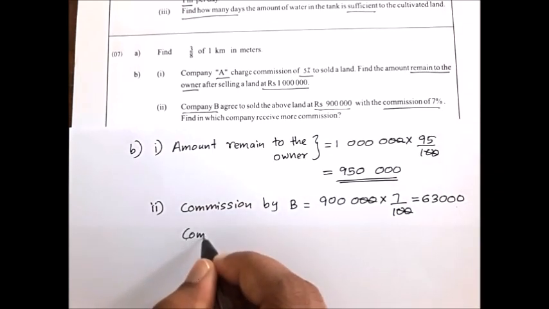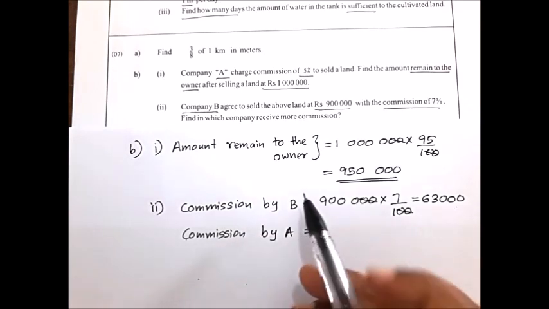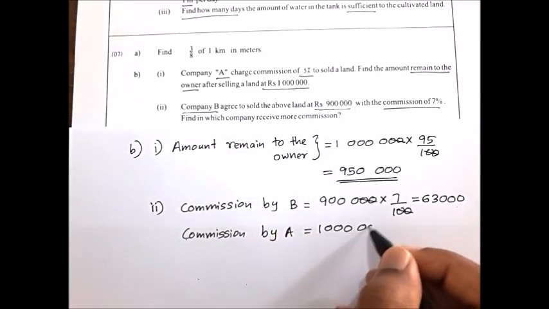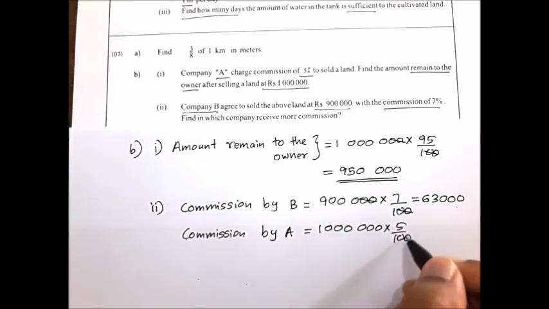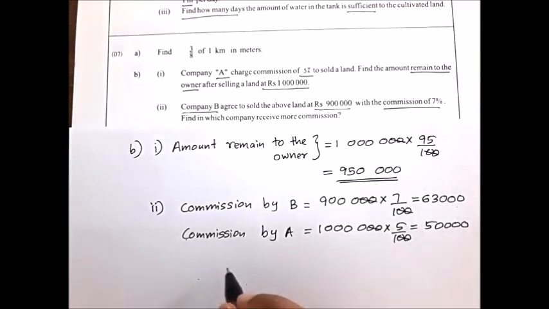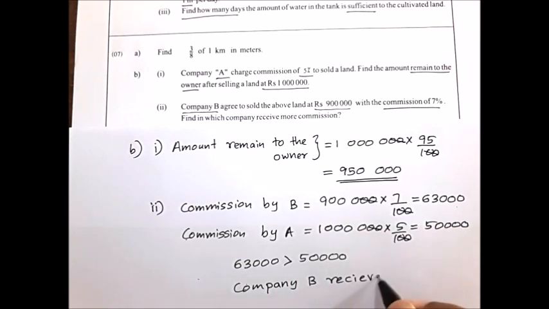Again find the commission charged by company A. Selling price of the land is 1 million and they charge 5%. 1 million multiplied by 5%. Here 50,000. So you can see which company charges more commission. Company B charges more commission. 63,000 is greater than 50,000. So company B receives more commission.